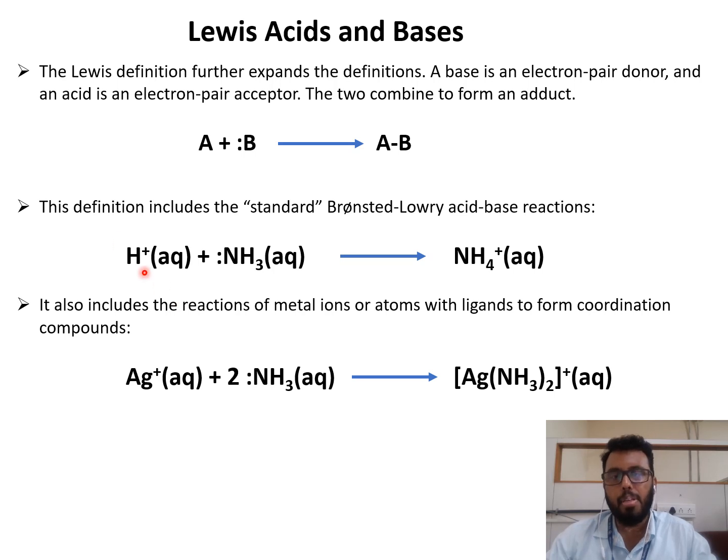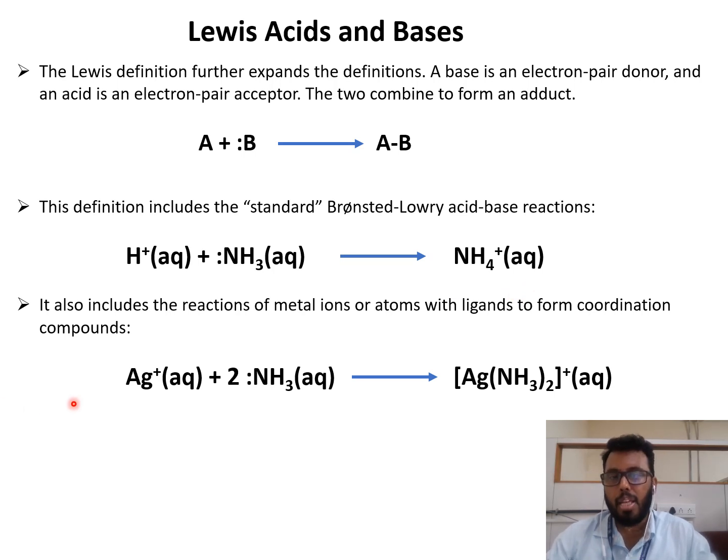Let's take an example. H plus, that is in aqueous solution. When you add HCl, you will have the proton. And when you add ammonia to the solution, aqueous ammonia, the nitrogen atom present in the ammonia has an electron pair or a lone pair, which it will donate to the proton, and as a result a bond will be formed, and the ammonia will be associated with the proton to form NH4 plus, ammonium ion, in aqueous state.